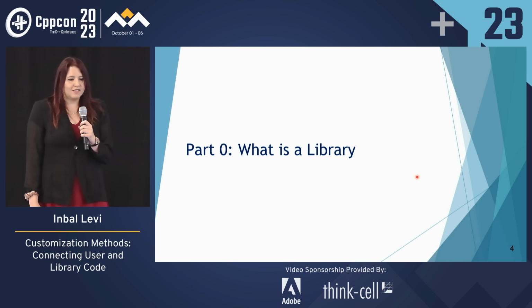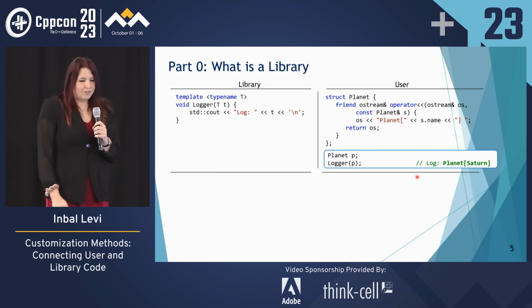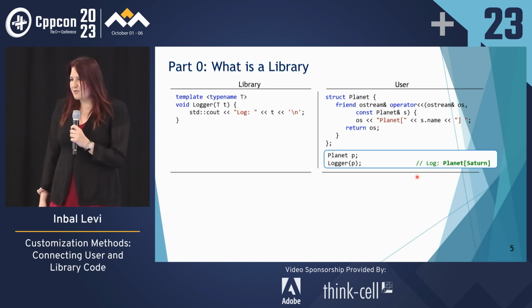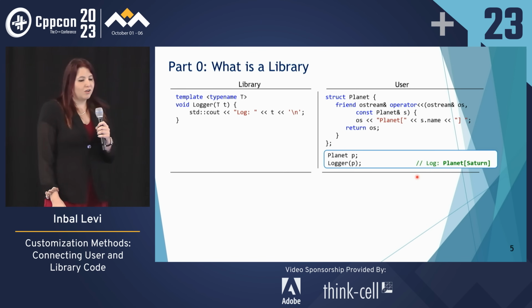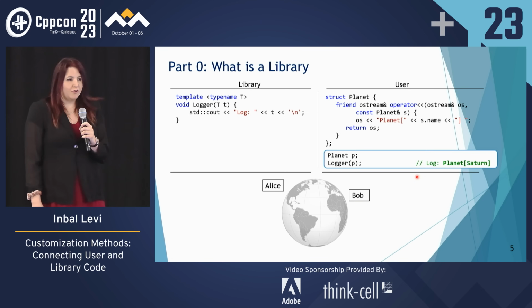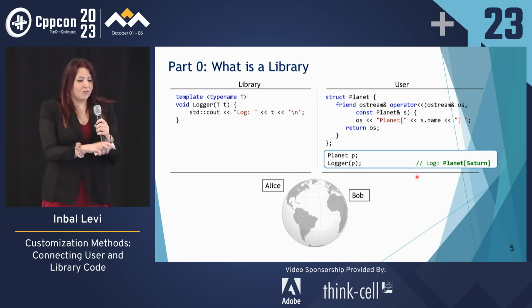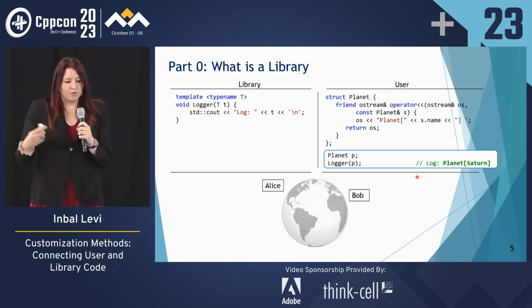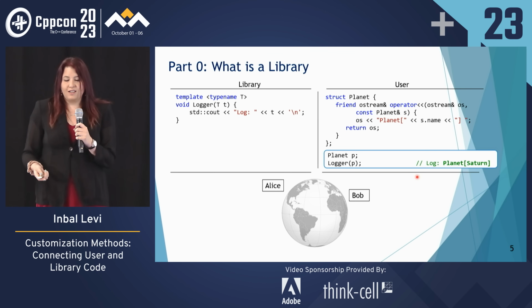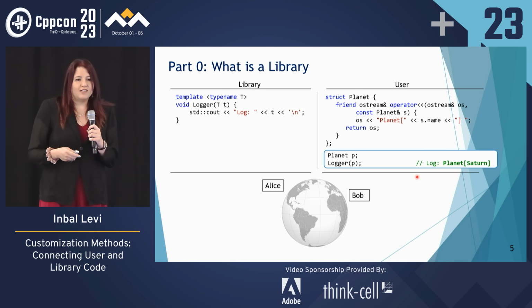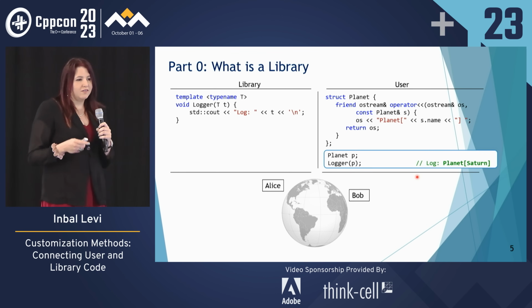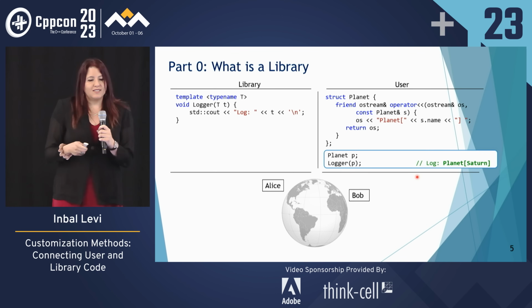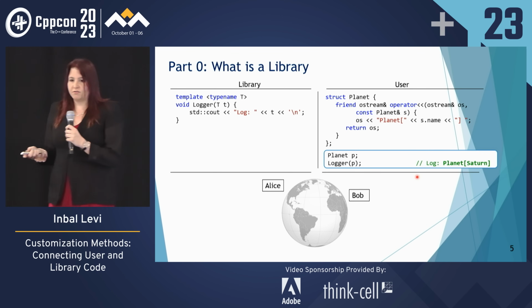So let's start with what is a library. I have here an oversimplified example, with a logger library being written, for example, by Alice in one part of the world. And Alice wants to know how to log a type that's been written by Bob, the planet. It's not something that Alice can tell when she wrote this library. It's something that Bob has the information of.